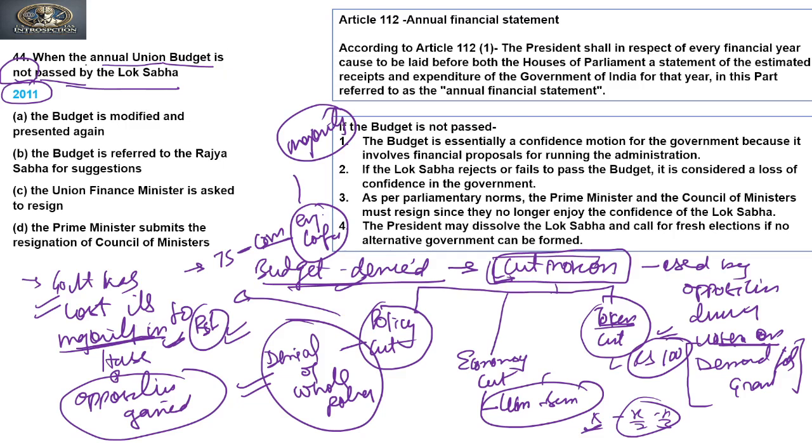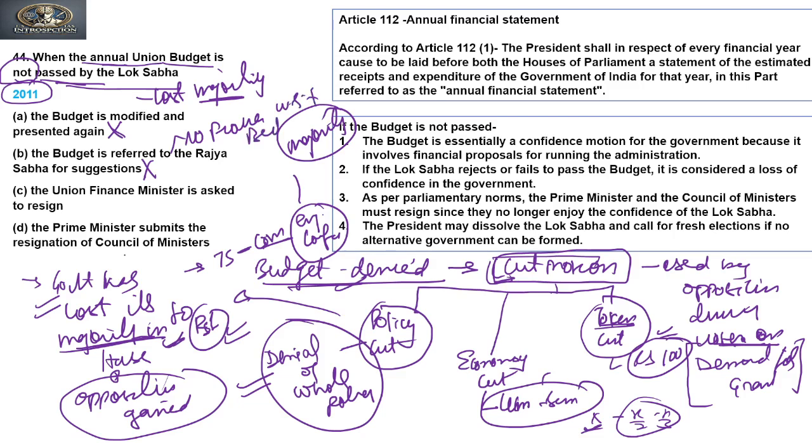Now if we see the effect when the annual budget is not passed by the Lok Sabha, let us analyze the options. The first is that the budget is modified and presented again. No, they have lost the majority. So in case of losing the majority, they have to resign from the office. Clear? So the first cannot be the answer. Second, the budget is referred to the Rajya Sabha for suggestions. No, Rajya Sabha has no power with respect to budget.